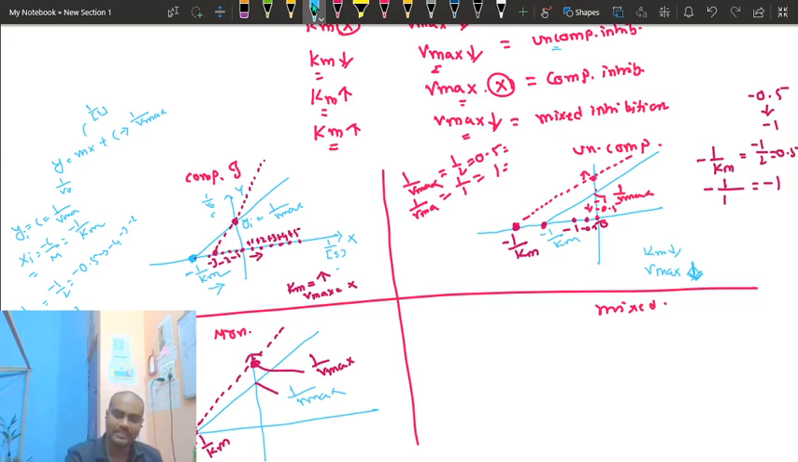The remaining inhibition, that is the mixed inhibition, you will have to draw by yourself so that you can also analyze whether you learned this topic or not.